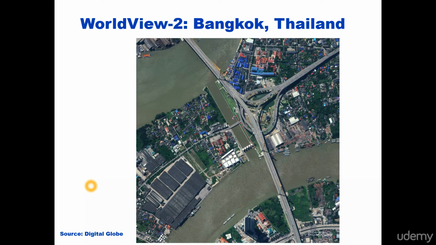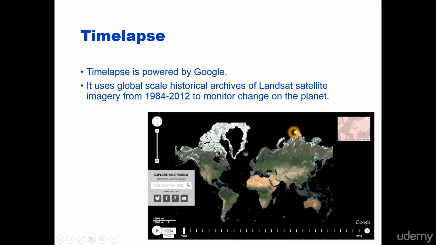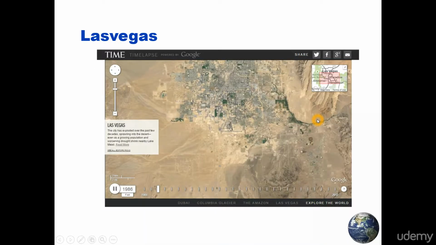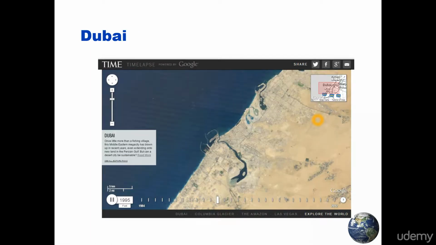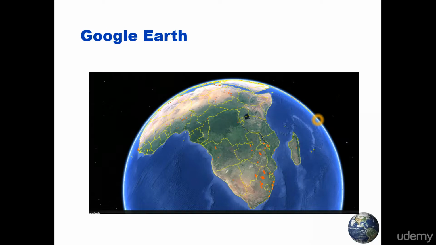On the other side, some of the high resolution data. This is from Digital Globe WorldView. Bangkok, Thailand, as you can see here, is pretty high resolution, detecting the highways here and some of the buildings here. Another data source is the Timelapse, powered by Google, from 1984 to 2012 Landsat archive, which helps to monitor the state of the planet. This is Las Vegas, for example, and Dubai, using the time-lapse data.